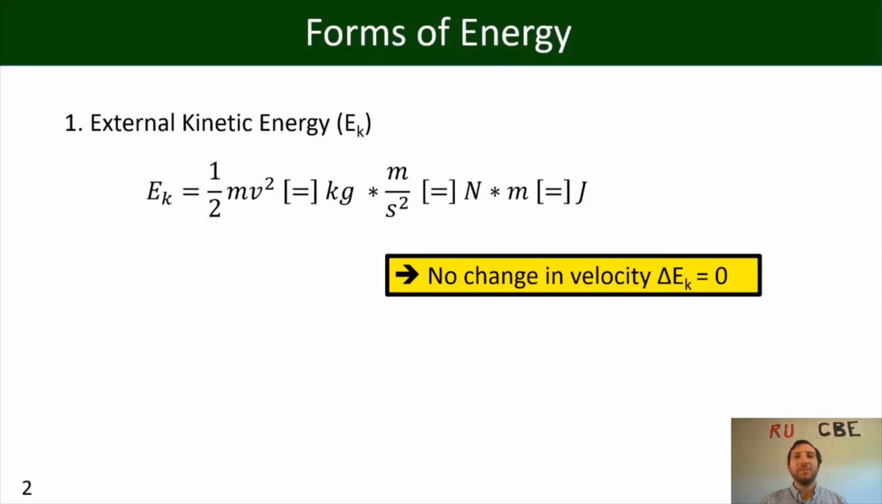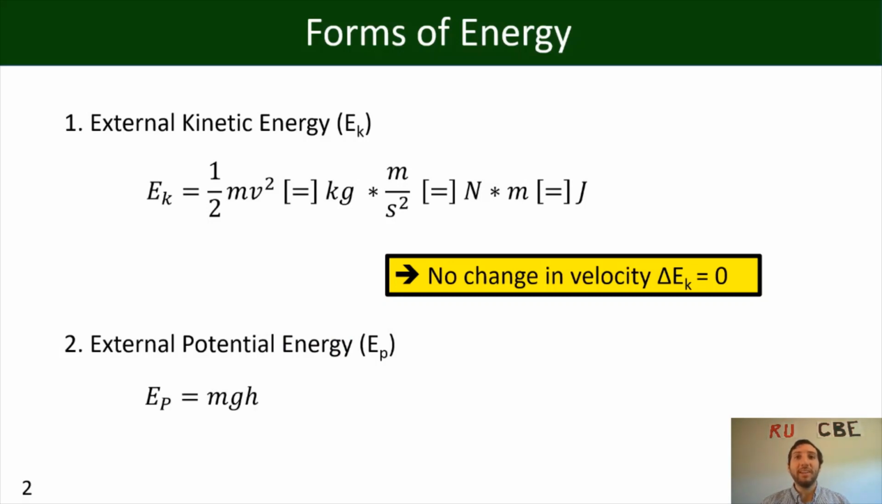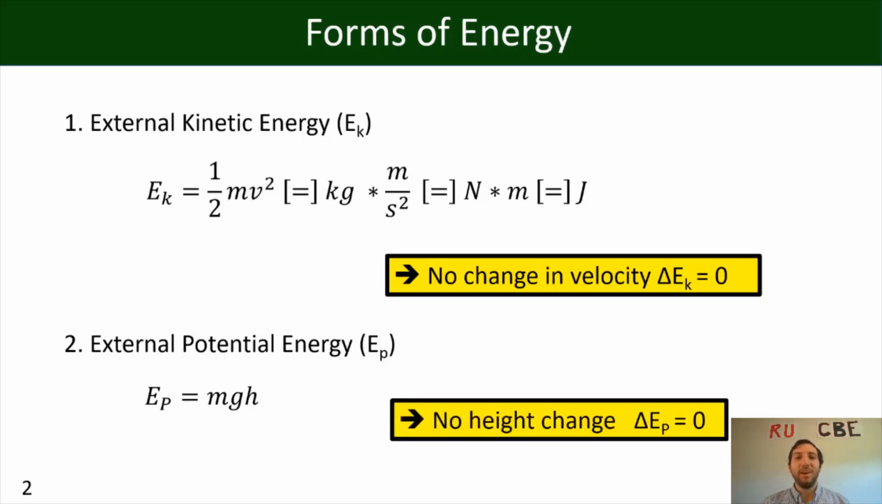Good. So the next type of energy we have, as you probably have guessed at this point, is our external potential energy, where potential energy is equal to your mass times gravity times height. And in this case, if you have no change in height, you have no change in potential energy. Okay, solid. So now we've got two forms of energy that we're pretty familiar with.